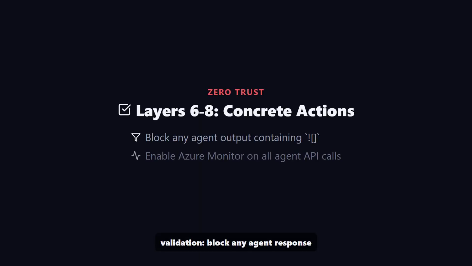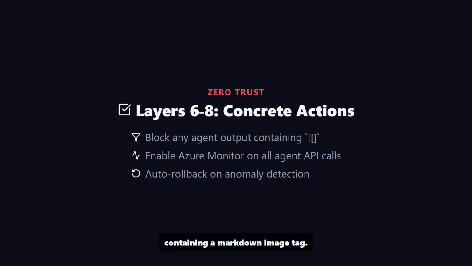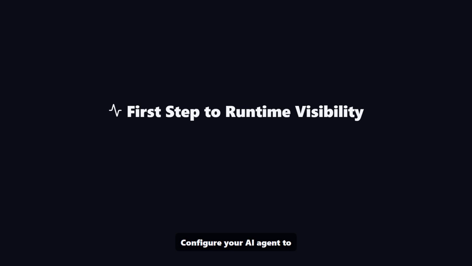Block any agent response containing a markdown image tag. Then enable Azure Monitor on all agent API calls and set auto rollback on anomaly. Configure your AI agent to stream all logs and tool invocation events to a centralized observability platform. That's your first step toward runtime visibility.